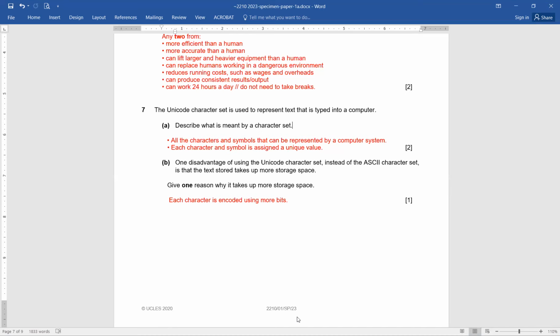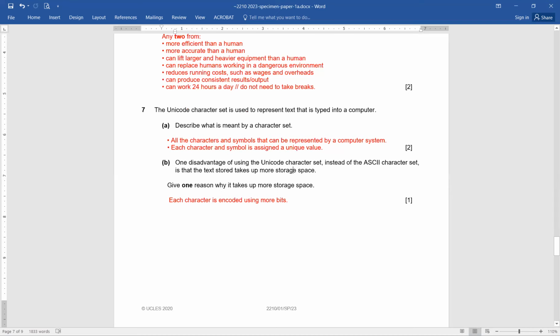And by the way, 4 bytes equal to how many bits? That's great, it was 32. So here you don't have to mention it, I'm just going for a quick recap. But otherwise, if you have written each character is encoded using more bits, that will definitely give you 1 out of 1. Easy? Yes?